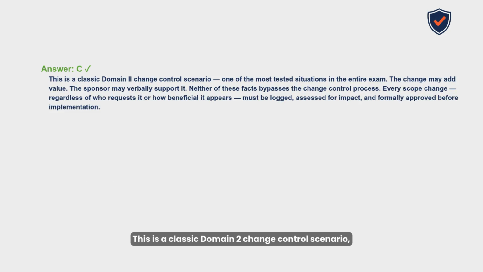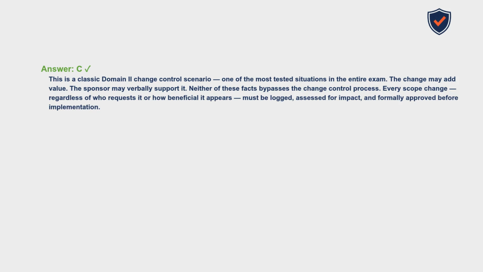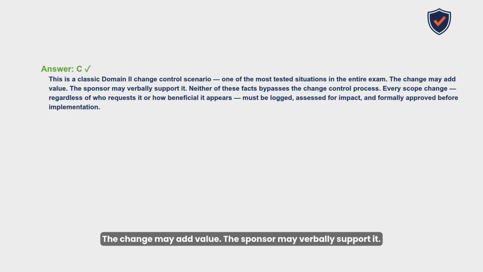This is a classic Domain 2 change control scenario, one of the most tested situations in the entire exam. The change may add value. The sponsor may verbally support it. Neither of these facts bypasses the change control process. Every scope change, regardless of who requests it or how beneficial it appears, must be logged, assessed for impact, and formally approved before implementation.